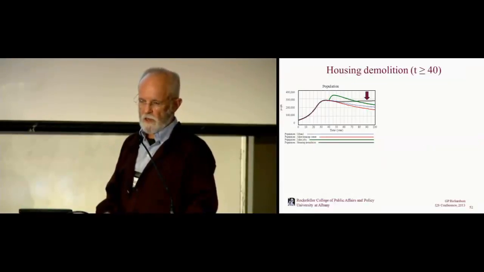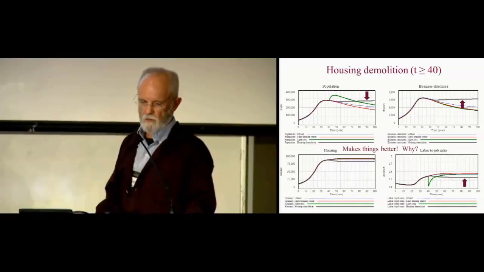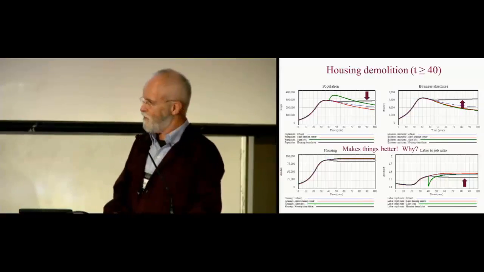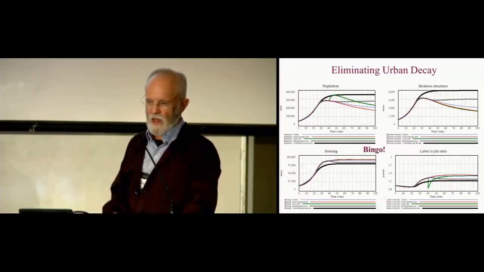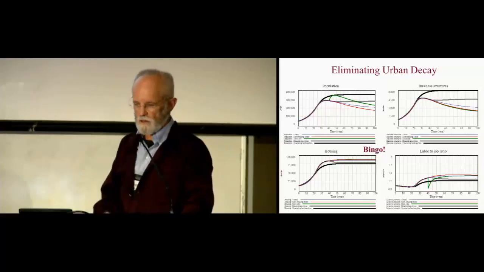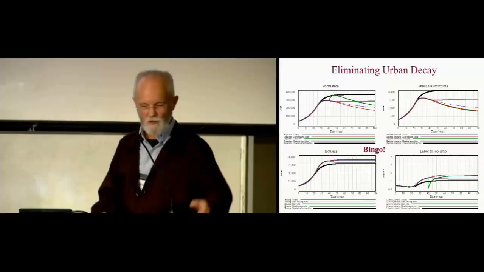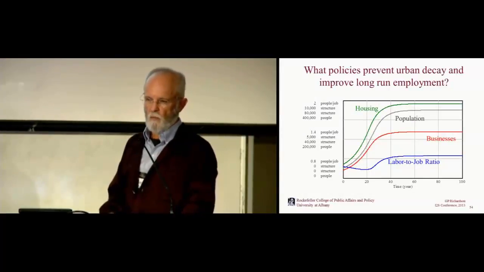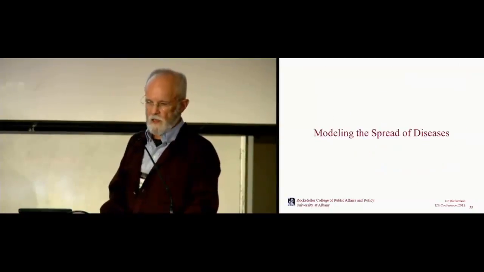Housing demolition, actually it makes things better. And oh, you say 3 and I say 428. Who should I believe? Okay, I'm going to believe this one. And in this little simple model, it is possible to get rid of urban decay. And I'm not going to tell you how you do that. That would be later that we would do that sort of thing. But you would be experimenting with this to understand the policies that prevent urban decay and can improve long-run employment.